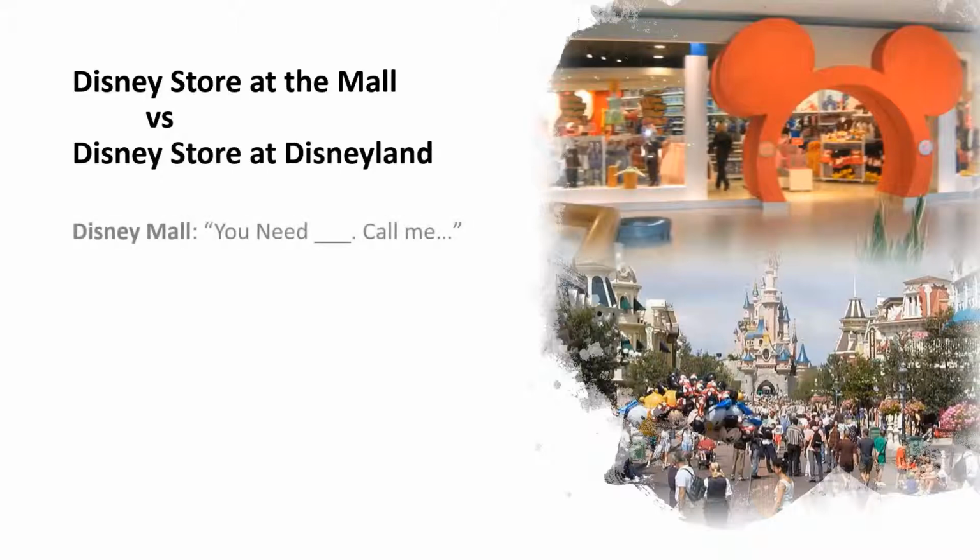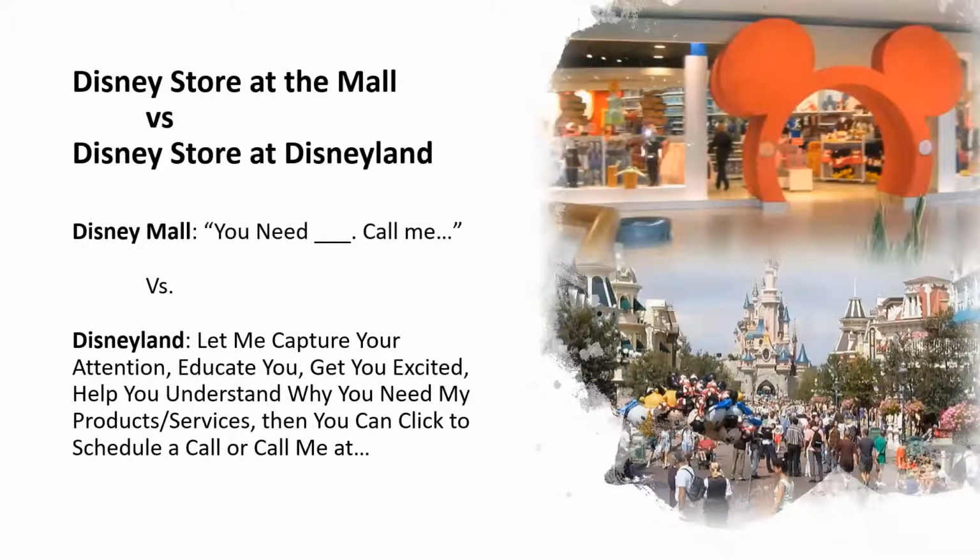Now, think about that in the different types of posting. A Disney mall social media post is something that you put out there that says, you need blank. So call me. You're hoping that the pain point that prospect is feeling is relevant enough at the time that they see that you offer a product or a service like life insurance, and they're willing to jump on that right away. Now, a Disneyland sort of social media post, it allows you to capture their attention more.